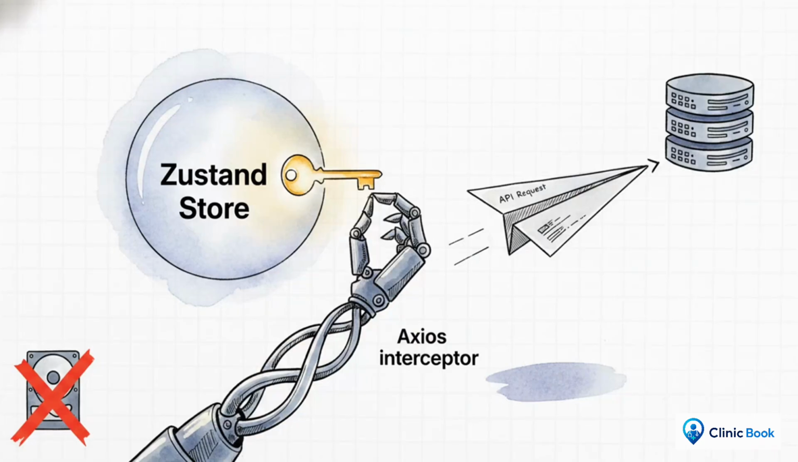And here is an absolutely critical secure authentication practice for you. We strictly do not persist access tokens to local storage. Instead, we keep them securely in memory via that Zustand store. To make API calls painless, we use Axios interceptors. They automatically read that secure auth token from Zustand and silently attach it to the header of every outbound backend call. It's clean, it's secure, and it's entirely automated.